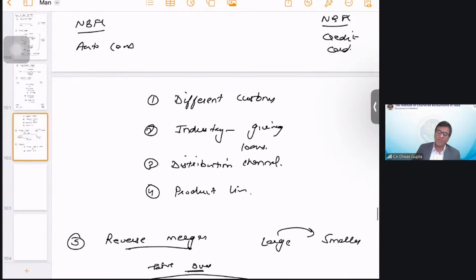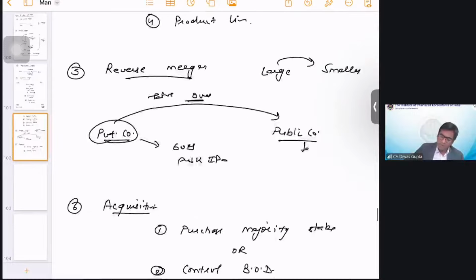We discussed the specific case of NBFCs, one giving auto loans and the second giving credit cards. So we said that both of them are into the business of lending money, or providing money. Hence, we said that if both of these companies, NBFCs, merge together, that is called a congeneric merger.